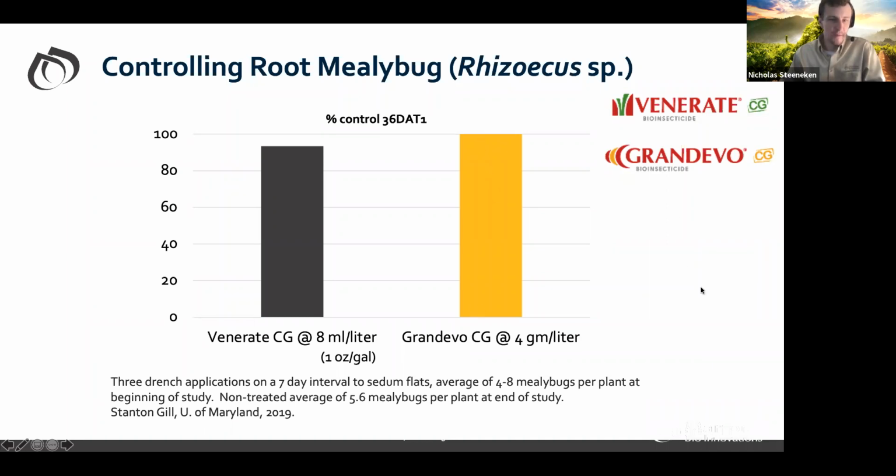These were 3 drench applications on a 7-day interval. The average of 4 to 8 mealybugs per plant at the beginning of the study. Non-treated averaged 5.6 mealybugs per plant at the end of the study. And as you can see, Venerate maybe had 1, Grandivo had no mealybugs present.